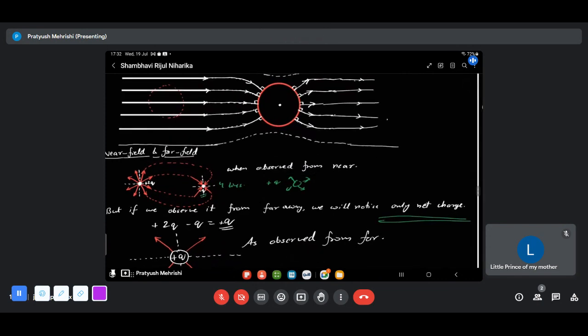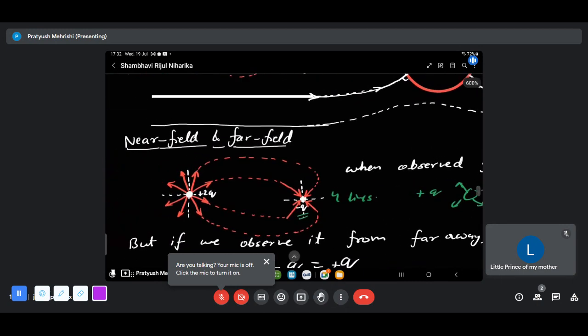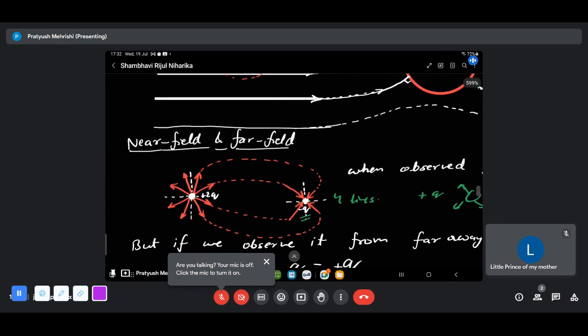Next is near field and far field. This is a very good concept. Near field and far field concept is that when two charges are there, let us say plus 2q coulomb charge and minus q coulomb charge is there. So we know that if we are drawing 4 lines from minus q, we have to draw 8 lines from plus 2q. Getting it?